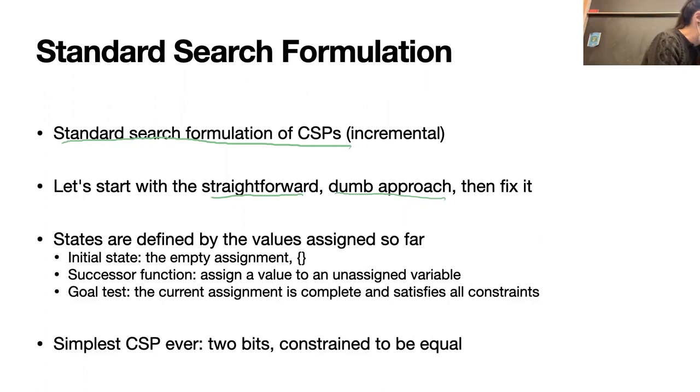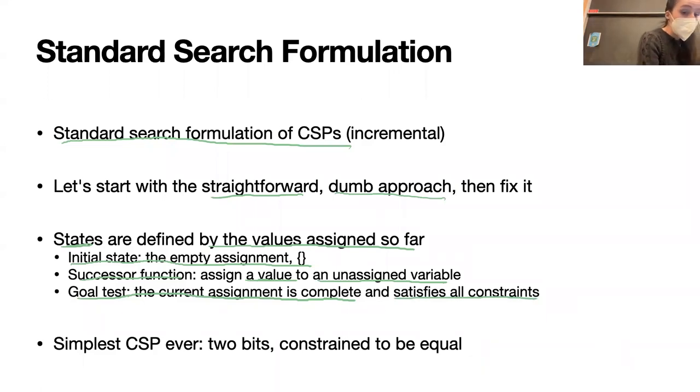The states here are going to be defined by the values that are assigned so far. What does that mean? That means that we're going to start with the initial state, the empty assignment. Our successor function here is going to be to assign a value to an unassigned variable. And then our goal test will be whether the current assignment is complete and it satisfies all constraints.